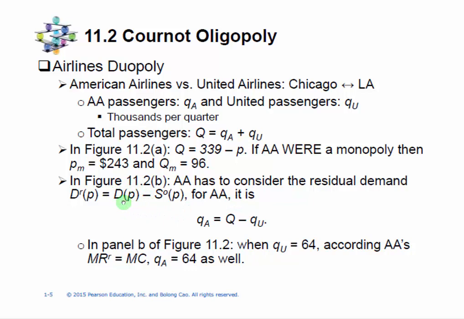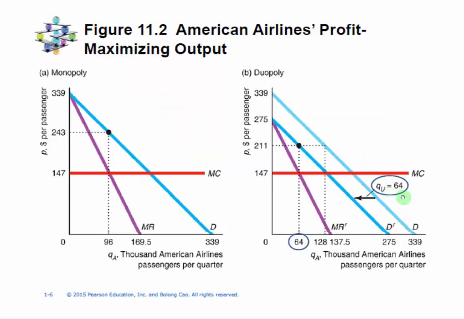It will be the total quantity demanded at this price in the market minus what other firms supply to the market at this price. In particular, here we just consider the total quantity demanded by the market minus the quantity supplied by United Airlines, because there are only two firms. This is the so-called duopoly, just two firms in this market. Then we consider a special case. Let's say the quantity offered by United is 64.